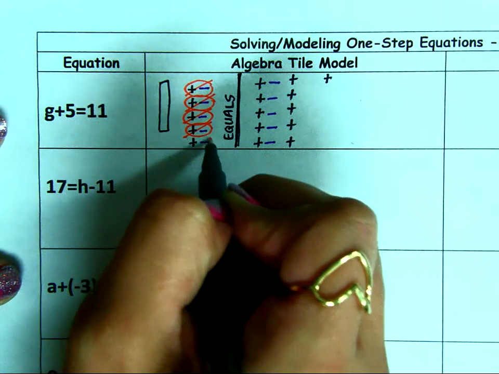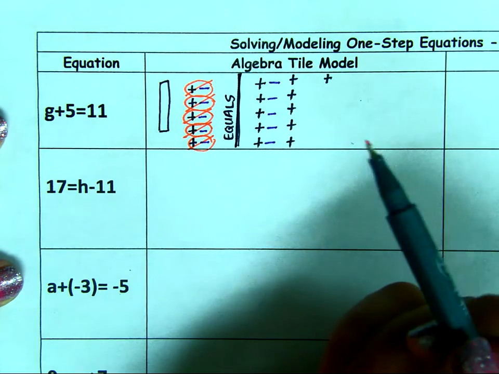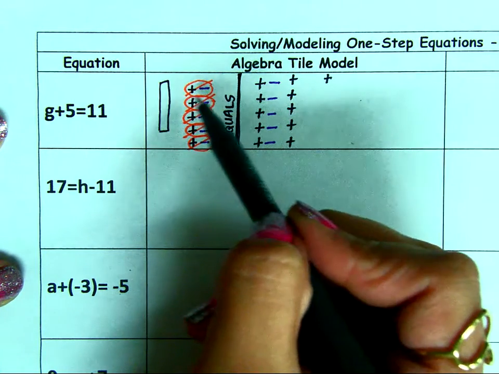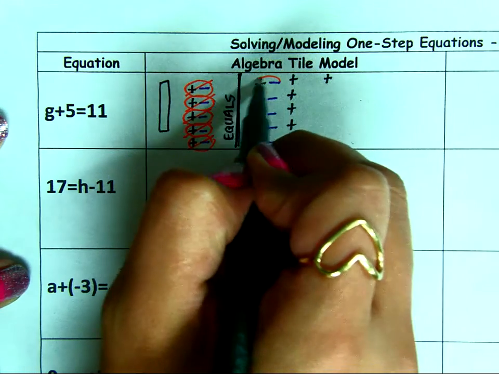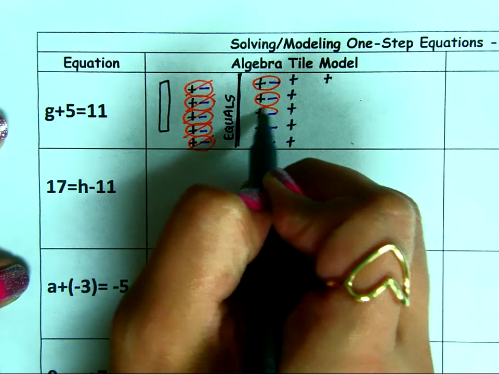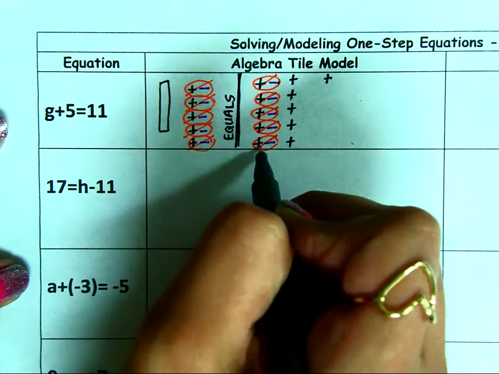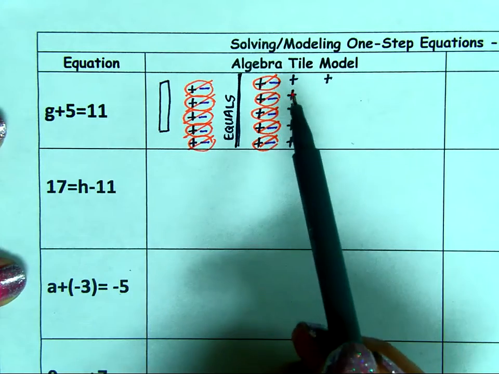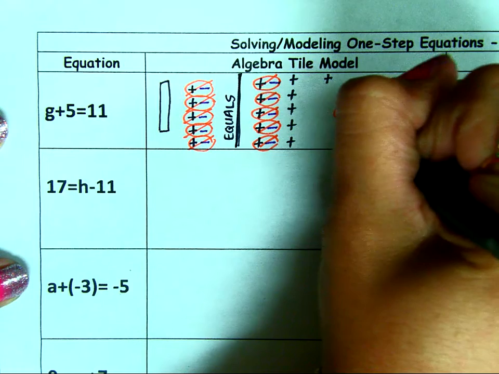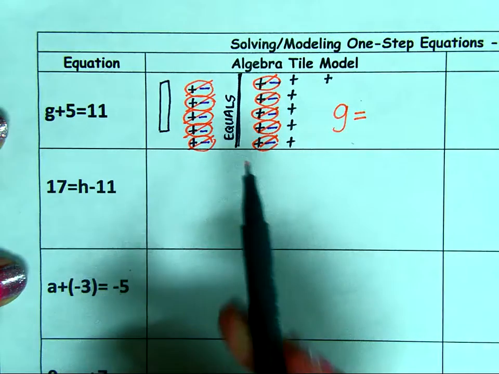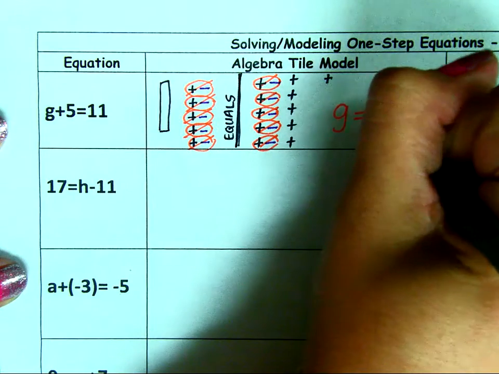Now I could loop the whole group since I have the pluses and minuses, but I do want you to see what is exactly happening here. So this 1, 2, 3, 4, 5. Notice we've made 5 zero pairs. And now whatever we have left, because on the left-hand side of my equation I have a g, which is our unknown, and on the right-hand side of the equation I have 1, 2, 3, 4, 5, 6 positives. So in this case, g equals 6.